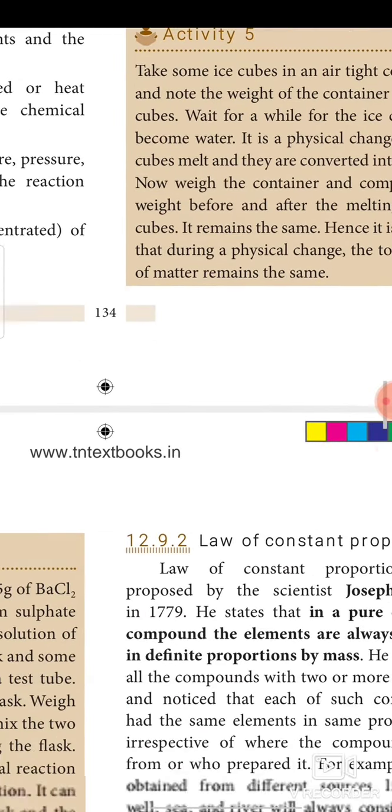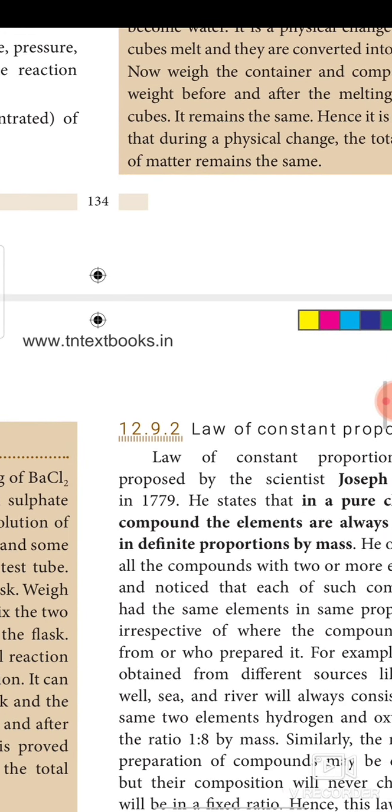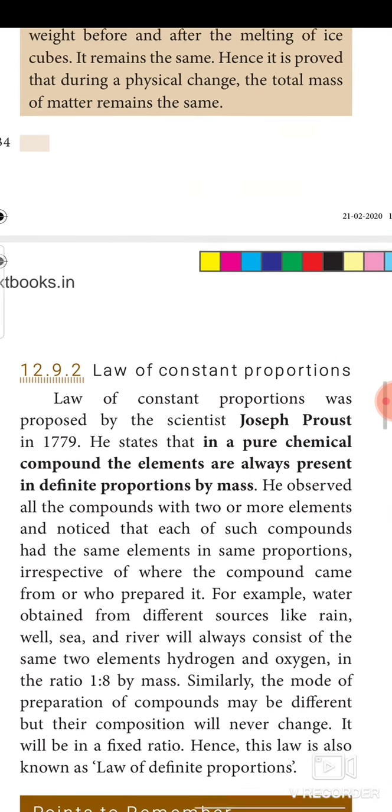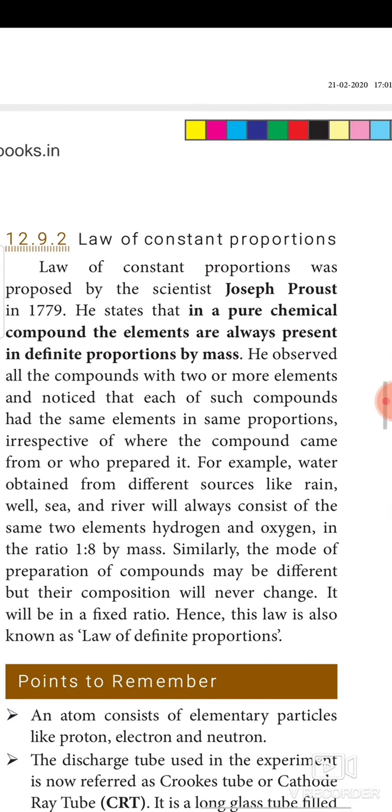Next, we need to see the law of constant proportion. What does this law explain? This was proposed by Joseph Proust in 1779. He states that in a pure chemical compound, the elements are always present in a definite proportion by mass. This law is also known as the law of definite proportions.